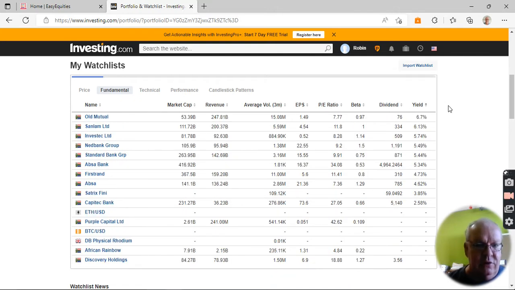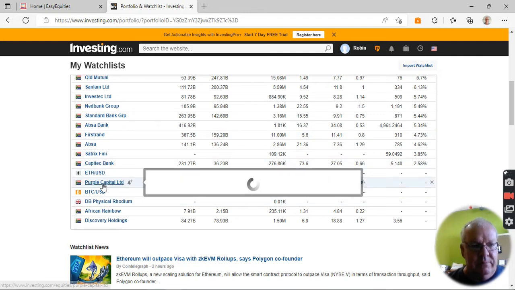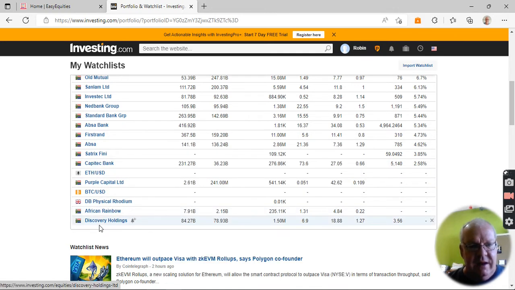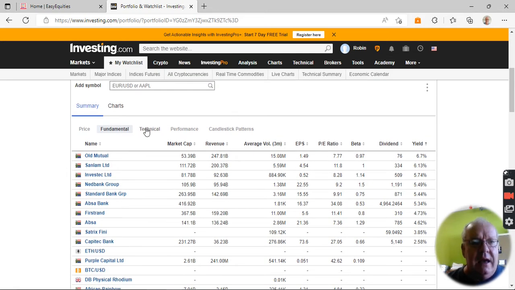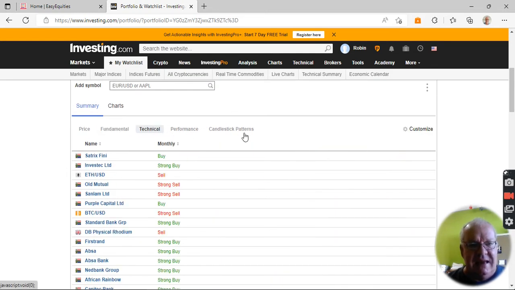Old Mutual paying a very good dividend, but we'll see shortly why that is. Sanlam, good dividend. Nedbank, Standard Bank, etc. And some of them, Purple Capital, African Rainbow, Discovery, didn't pay a dividend at all. So that's quite useful. Next is technical.